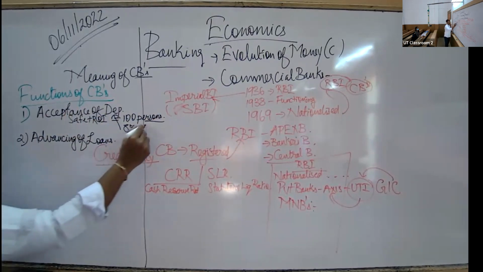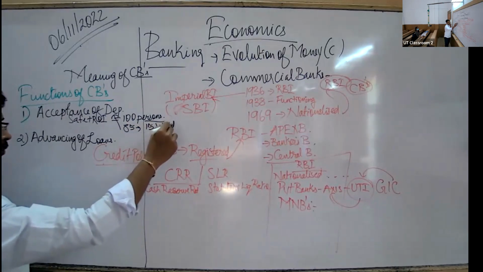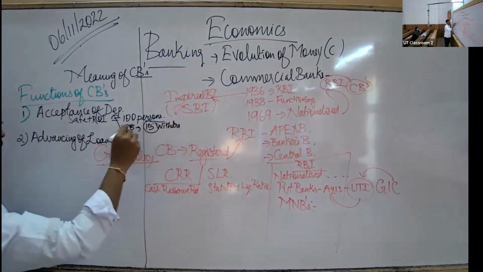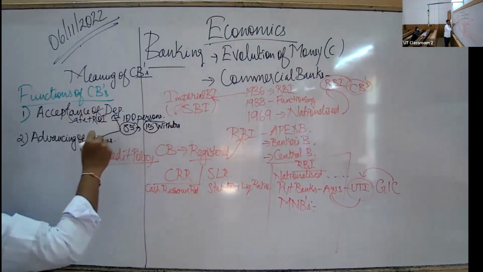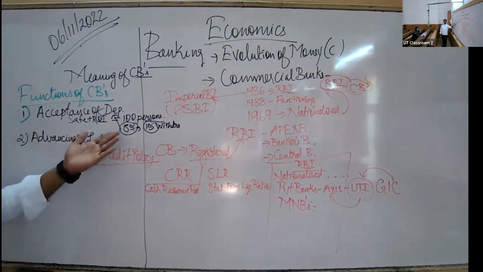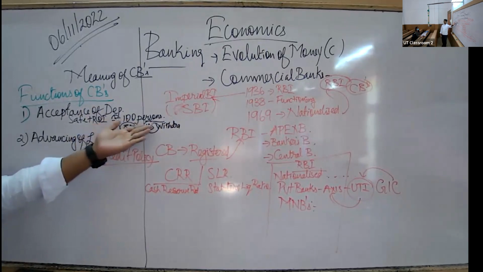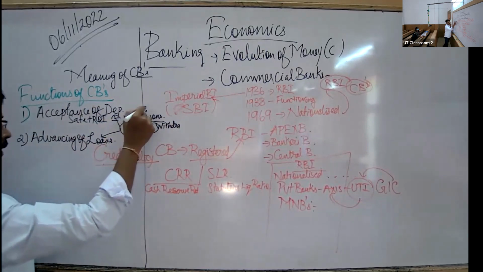Only 15 people keep withdrawing. So what can the bank do? The money that is in the form of deposits of these 85 people, it will put into loans. Why is it putting it into loans? Because it has to give interest to all the 100%. Here, it will give 3.79.